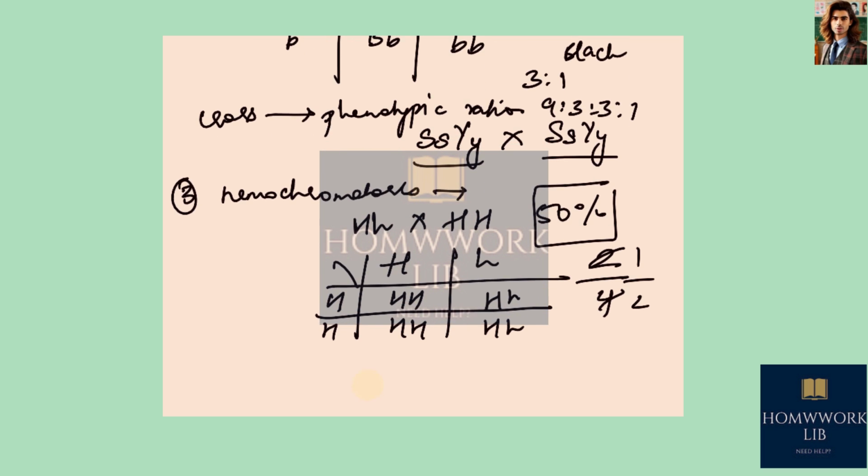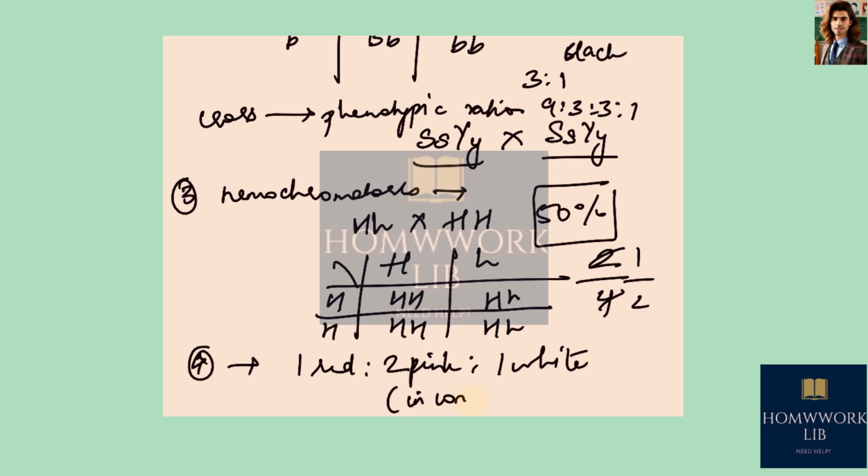For the Snapdragon question, the most likely explanation for 1 red to 2 pink to 1 white in the phenotypic ratio in the F2 generation is because of incomplete dominance. So this is an example of incomplete dominance.